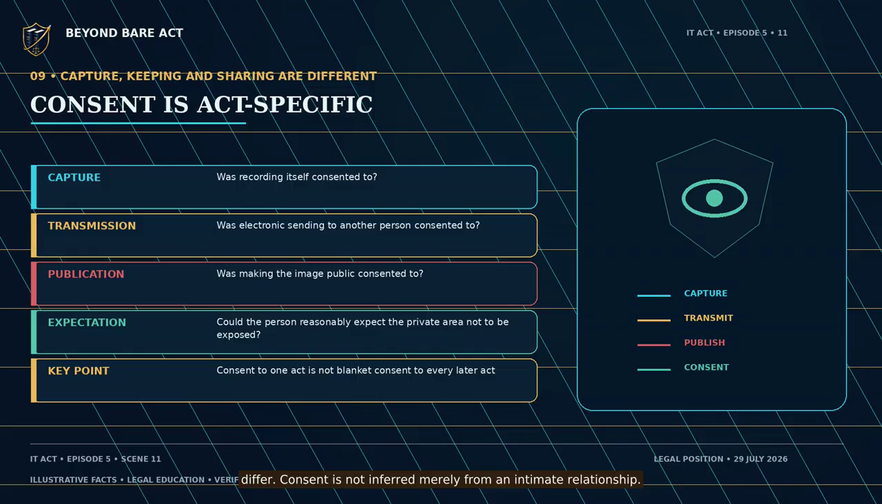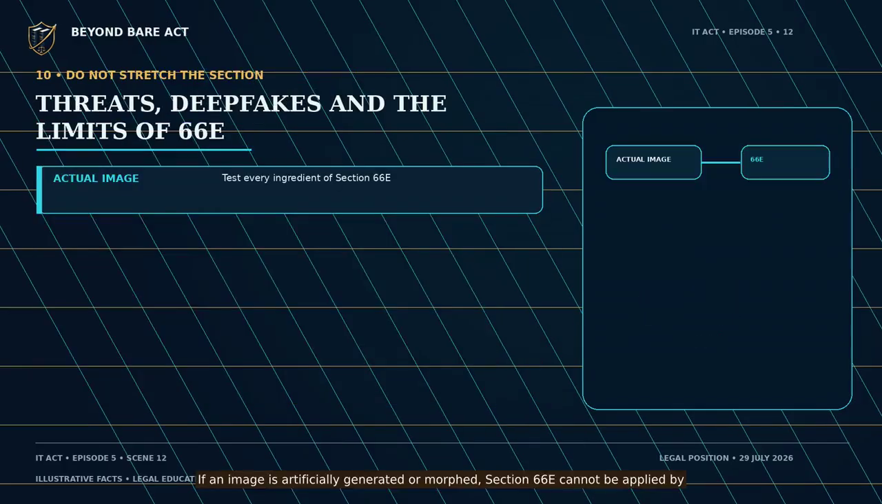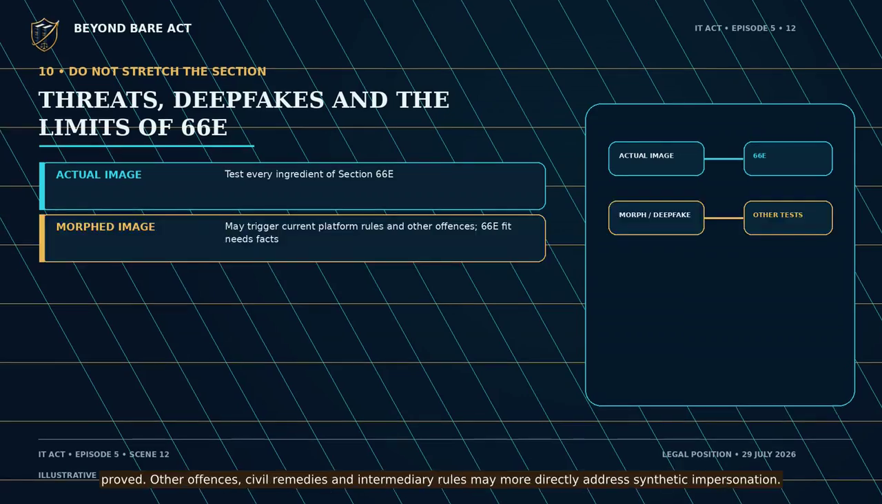Consent is not inferred merely from an intimate relationship. Ask, consent to which act, for which recipient, in what circumstances and at what time. If an image is artificially generated or morphed, Section 66E cannot be applied by slogan. Ask whether the statutory image, act, mental element and lack of consent are proved. Other offences, civil remedies and intermediary rules may more directly address synthetic impersonation.